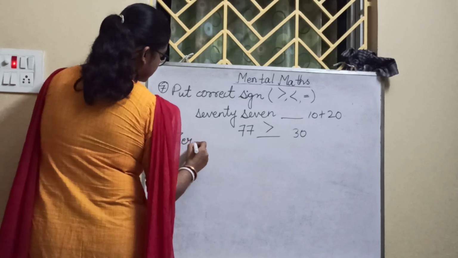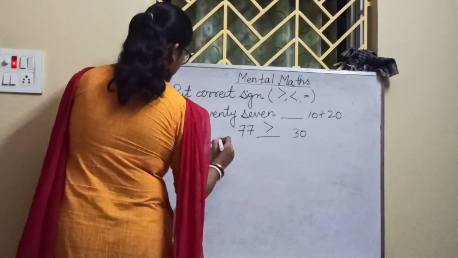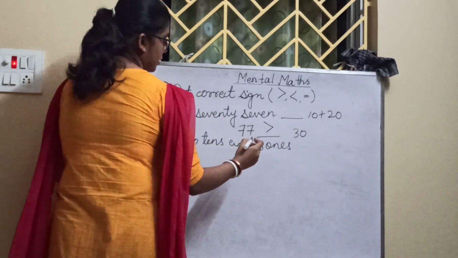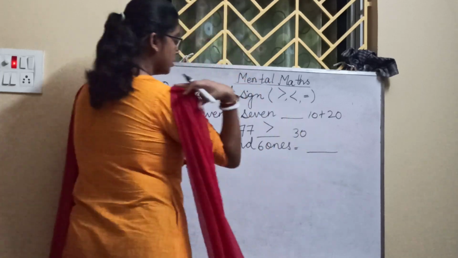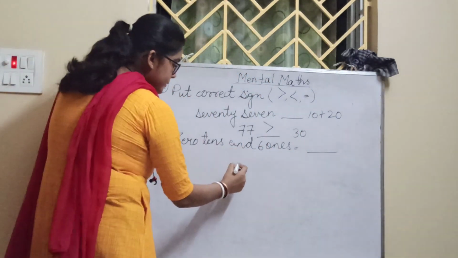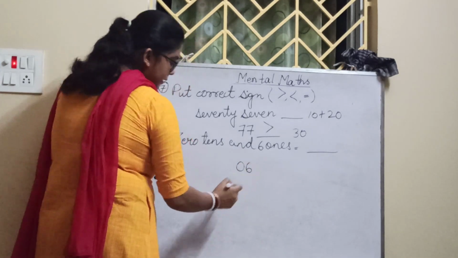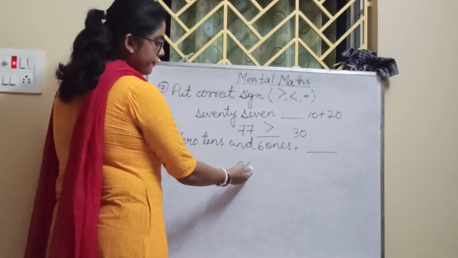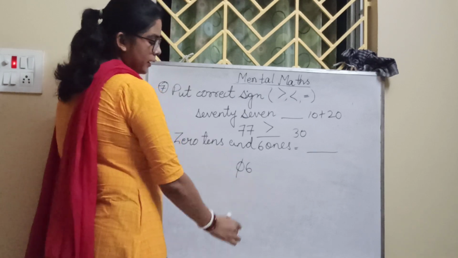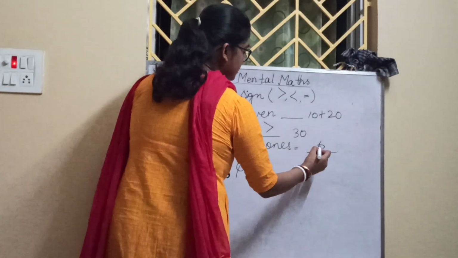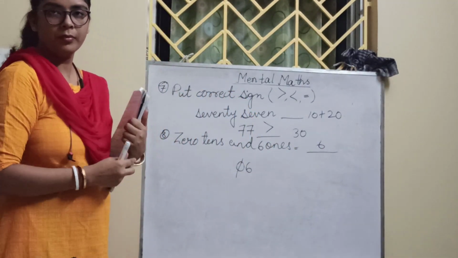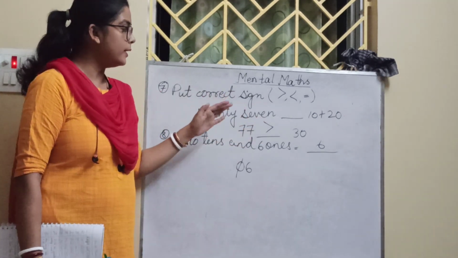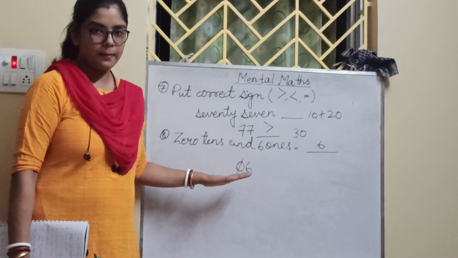0 tens and 6 ones equals how much? First solve it. 0 tens and 6 ones. As we know, when 0 comes to the left side of any digit, it doesn't mean anything. So the number formed is 6. Understand?